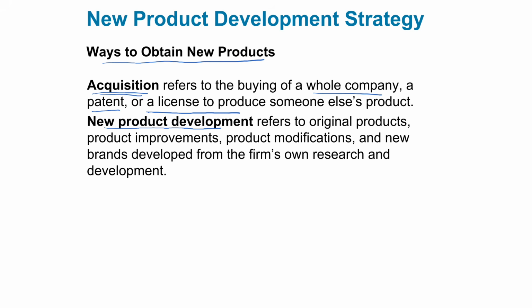The other one is through new product development. So how do we do new product development? The things that you have to keep in mind are original products, or product improvements, or product modifications, or new brand development from the firm's own research and development. So there are two things explained in this slide.